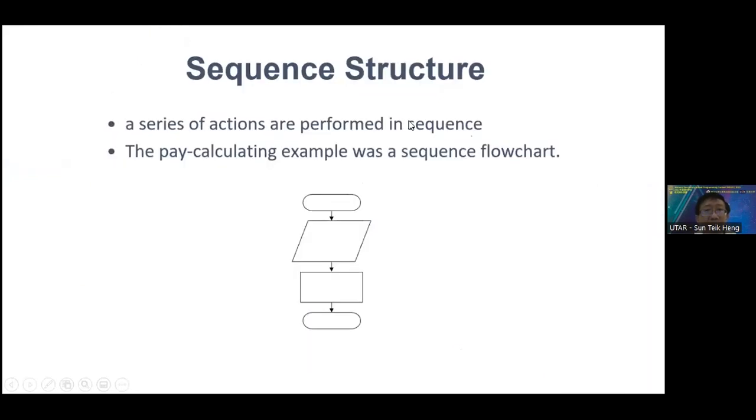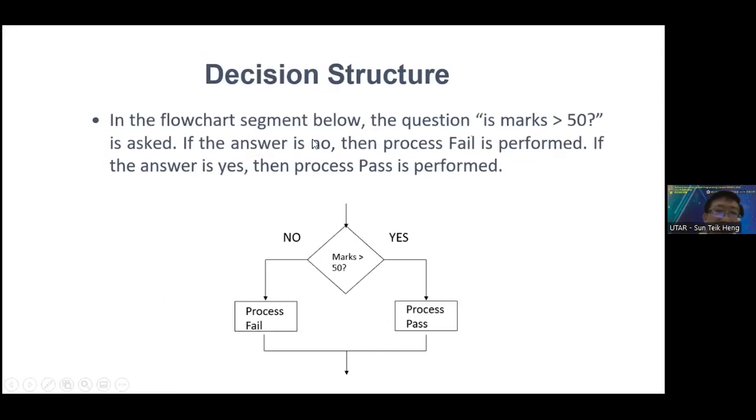Okay? To represent a sequence structure in a flow chart, you can see here there's an arrow. You see the arrow coming down? This is a sequence. Do this, then this, then this. So step by step. Then to represent decision in a flow chart, you use this symbol.